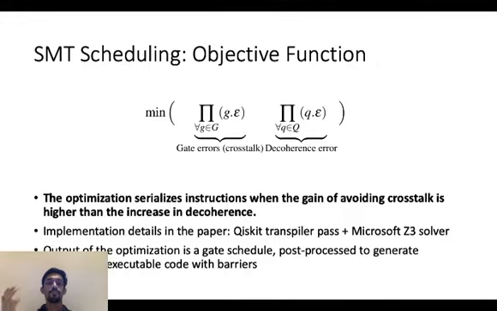So to implement this optimization, we wrote a new transpiler pass in Qiskit that is actually open source now. And we use Microsoft's Z3 SMT solver to implement the optimization. So the output of the optimization is basically a set of gate start times. And based on these start times, we can insert the appropriate barriers necessary to enforce the schedule. So now let's move on to the evaluation.